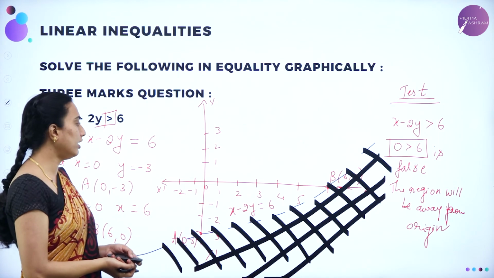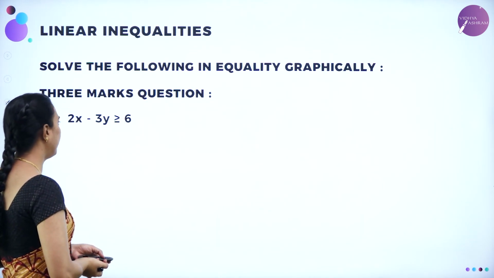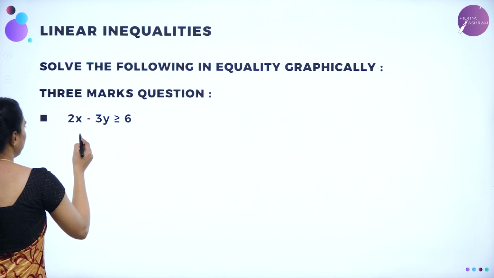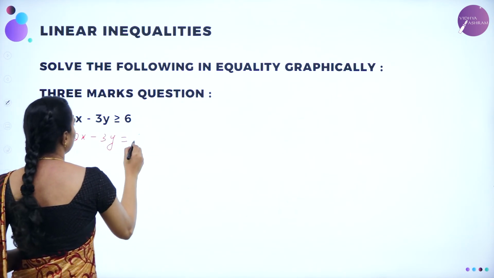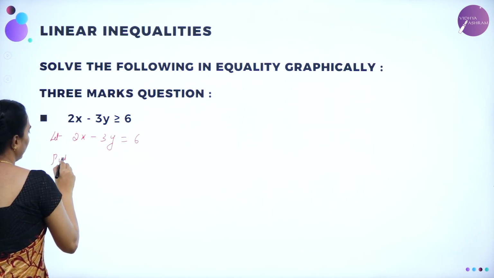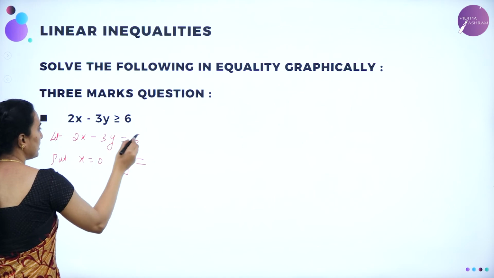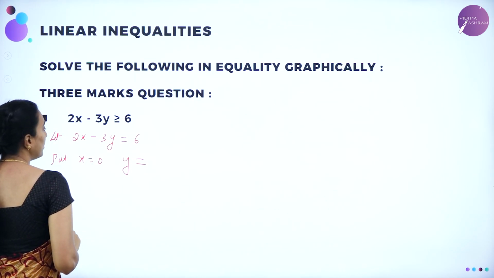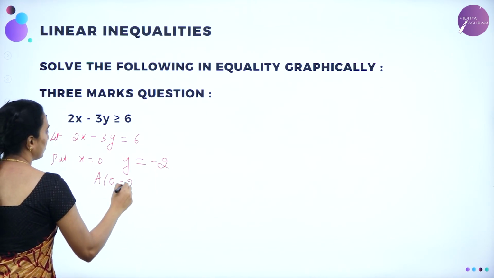We'll move on to the next one they have asked. Solve the following inequality graphically: 2x minus 3y is greater than or equal to 6. Now let me take it as 2x minus 3y is equal to 6. Now put x equal to 0. If you put x equal to 0, y will be equal to 6 divided by minus 3, which is minus 2. So A is (0, -2).